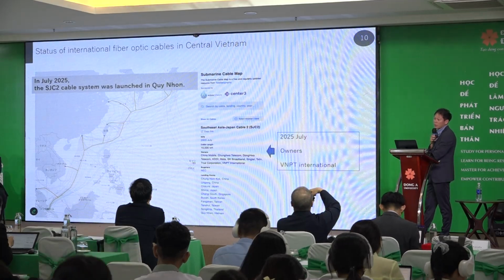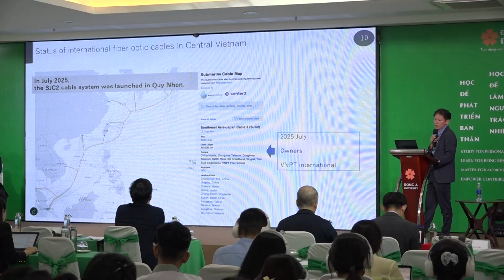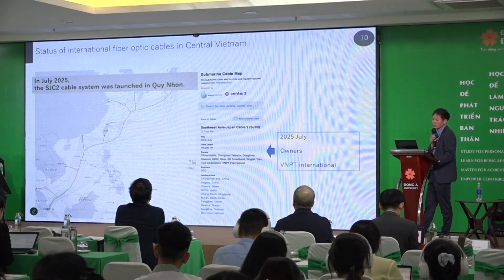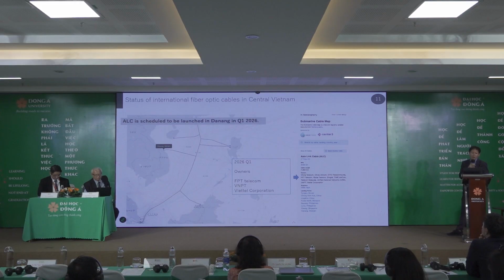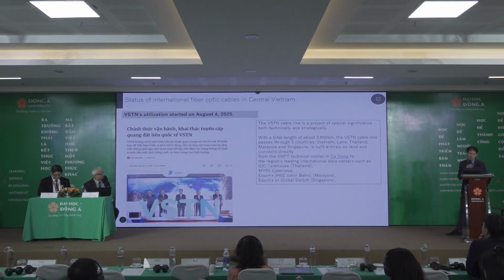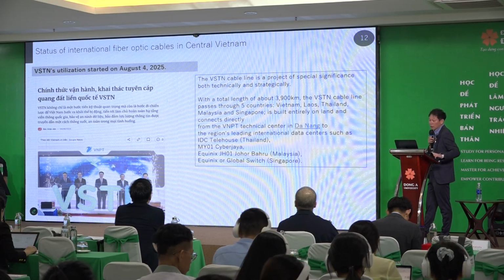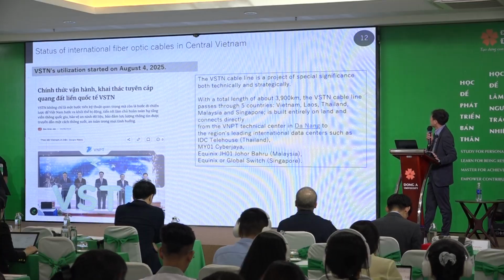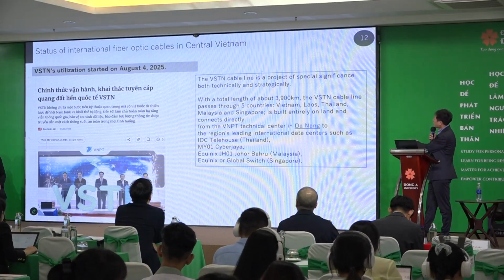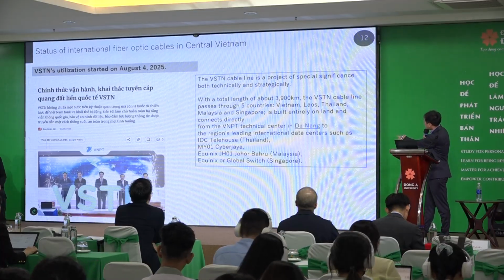Status of international fiber optic cables in central Vietnam. In July 2025, the SJC2 cable system was launched in Vietnam. AIIT is scheduled to be launched in Đà Nẵng in 2026. The VSTN cable line is a project of special significance both technically and strategically, and from the center in Đà Nẵng to leading regional international data centers such as in Thailand, Malaysia, and Singapore.